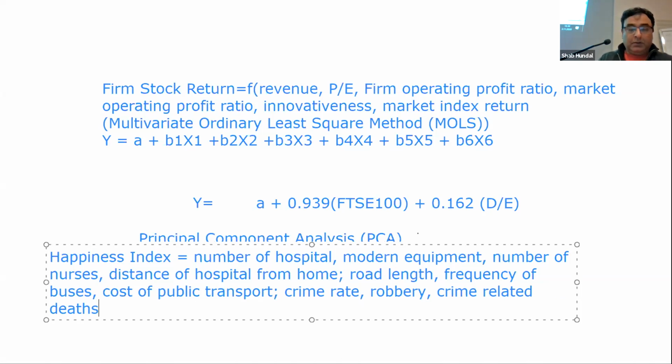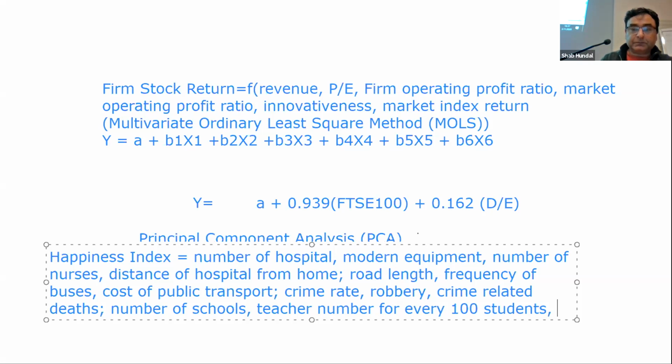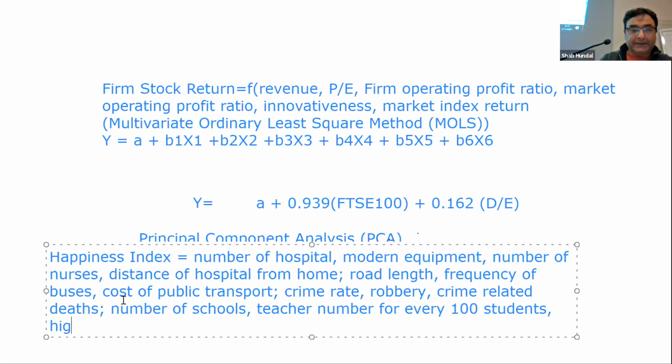Or what? And then we ask them about some general well-being: how about the number of schools in the city? Teacher number for every 100 students. How many teachers do we have for every 100 students? Higher education facilities. Etc., etc.